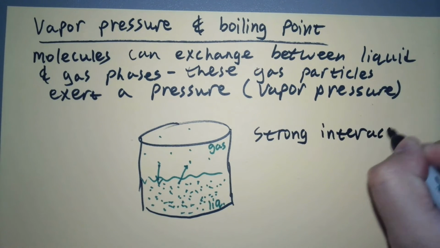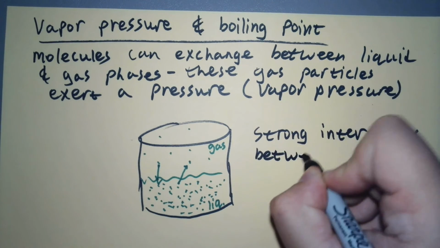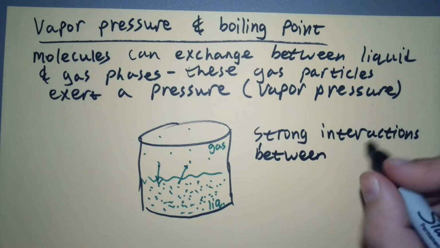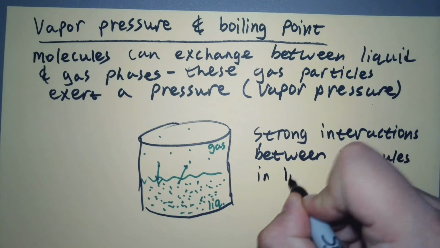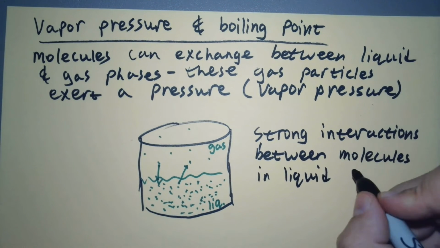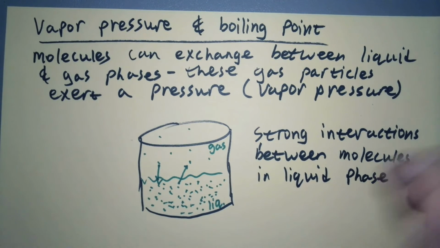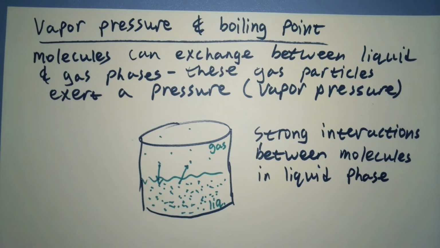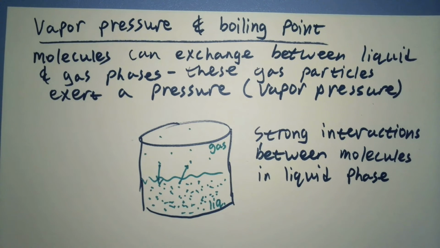So we have strong interactions between molecules in the liquid phase. If these are strong, attractive interactions, then it's harder to escape from your neighbor. So you need more energy. You need to be hotter to have a vapor pressure that's significant. Otherwise they all just hang out down here around each other. They like being around each other, lots of attraction.